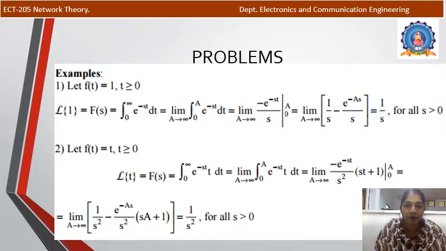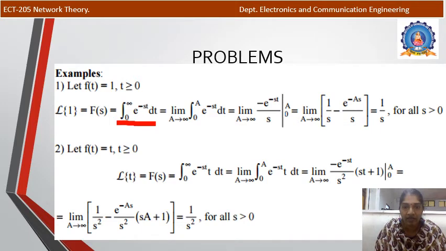Some simple problems in Laplace transform. First one is f of t is equal to 1. So that is Laplace of 1 is equal to F of s, given by this equation for Laplace transform: integral 0 to infinity e raised to minus st dt is equal to limit a tends to infinity, and the integral changes to integral 0 to a, the upper limit infinity changing to a, of e raised to minus st. Here our function is 1, so e raised to minus st into 1 dt.